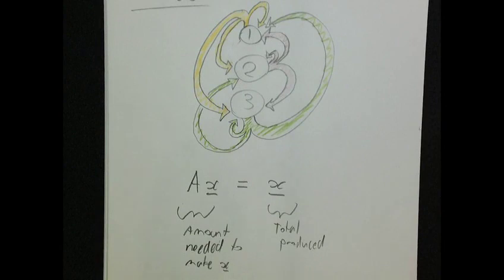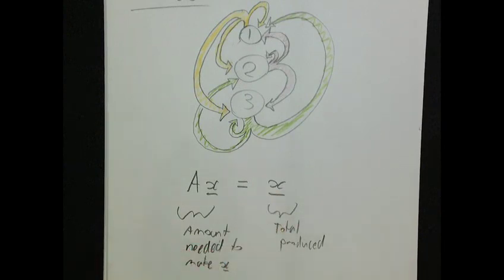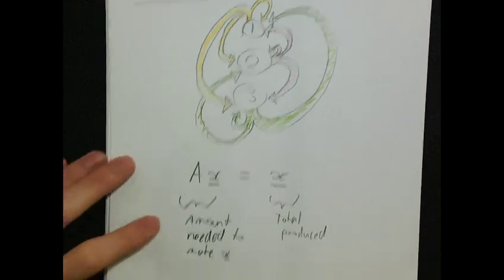So instead of saying to produce one of x, we're going to need one of these and two of these and three of these, we're going to say, to produce 100% of the x of number one, we're going to use this percent of number one, this percent of number two, and this percent of number three.